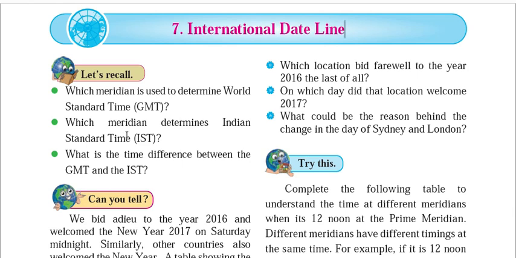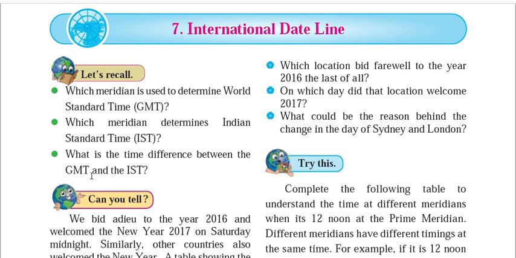Then which meridian determines the Indian standard time? It is the 82 degree 30 minutes east meridian. That particular longitude passes vertically through the middle of India, from Mirzapur town of Allahabad, today's Prayagraj city. So that is the answer for this second question.